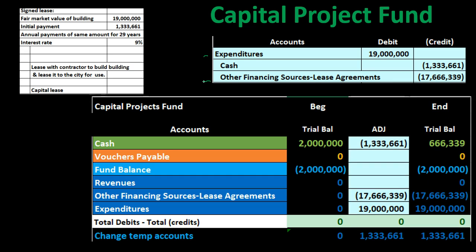If we post this, then we can see, of course, the cash is still going down. Cash is doing what cash does. And then the expenditure is going to be increasing. And then we have the other financing sources, and that's going to be kind of like revenue, acting in the same fashion as revenue, increasing in the credit balance. These two then, in essence, netting out when we think about the net of what would be similar to the income statement in a for-profit type of organization.